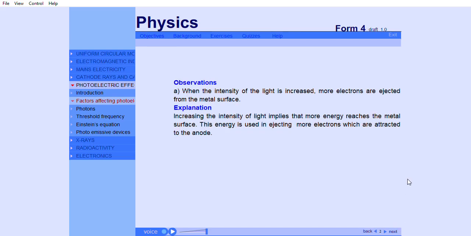Observations. When the intensity of the light is increased, more electrons are ejected from the metal surface. Explanation. Increasing the intensity of light implies that more energy reaches the metal surface. This energy is used in ejecting more electrons, which are attracted to the anode.